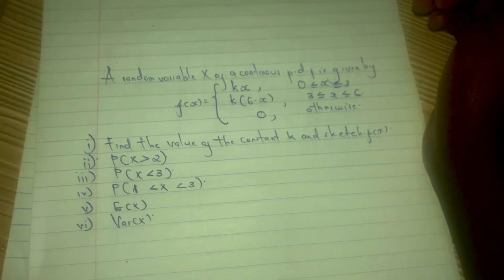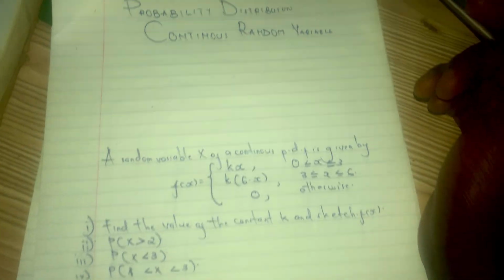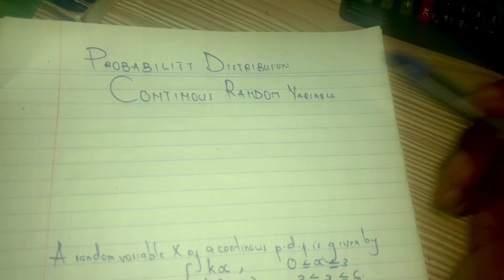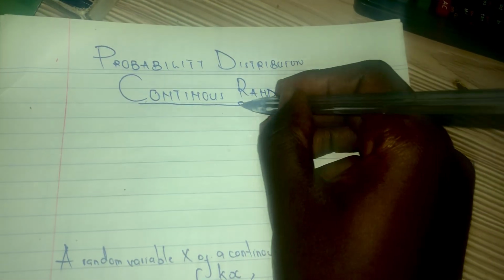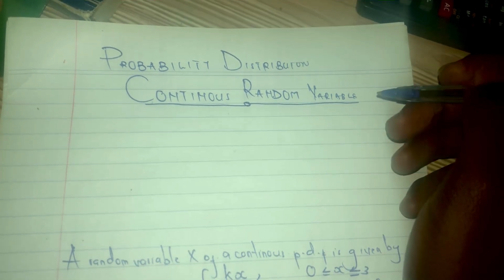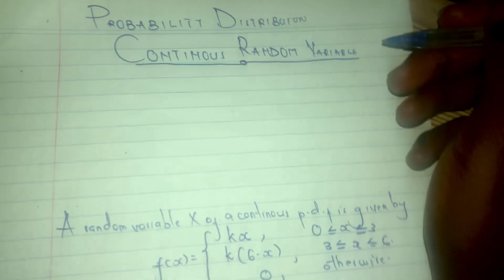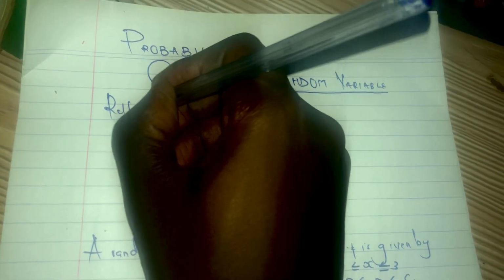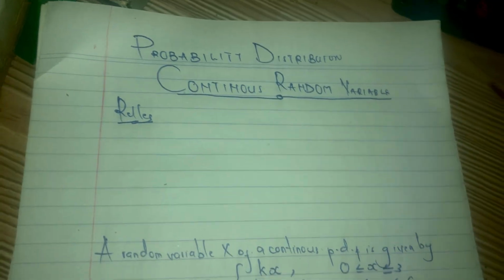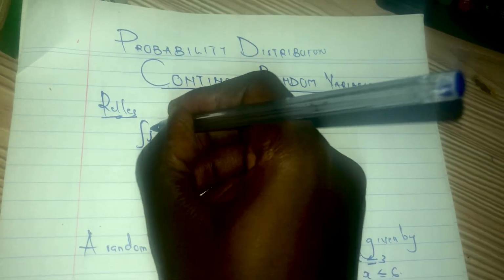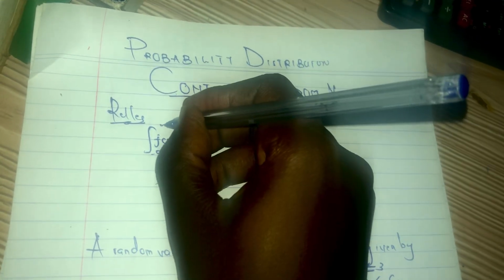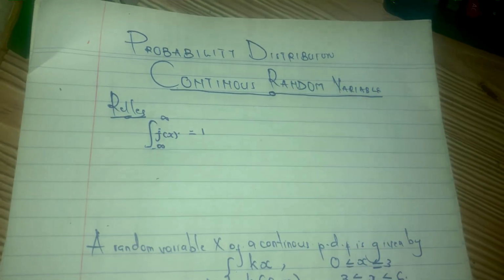Hello everyone, so today we are going to look at continuous random variables and learn how to actually solve these variables. So continuous random variables are variables that are within an interval. It's a probability distribution where the variables are within an interval. And some of the rules that you have to know, or the formulas that are used, is that the integral of f of x within a given limit will always equal 1.